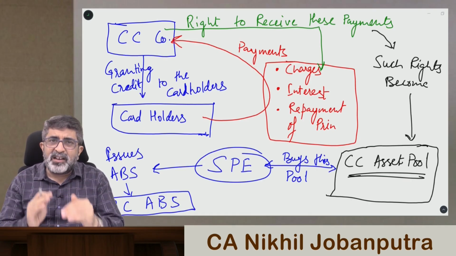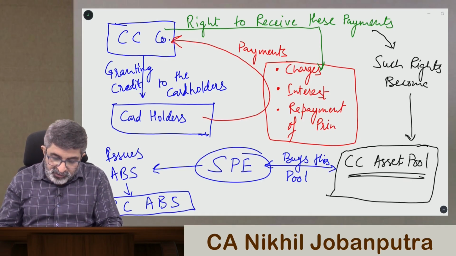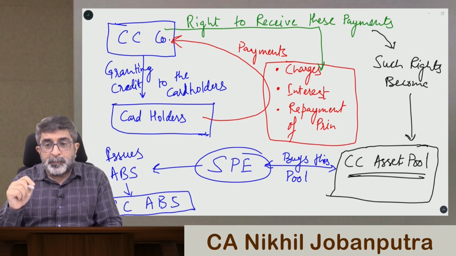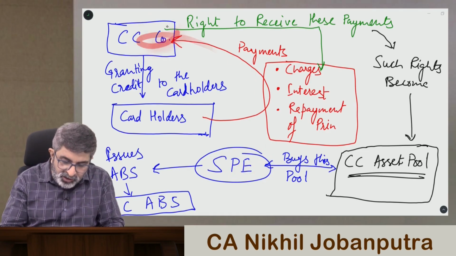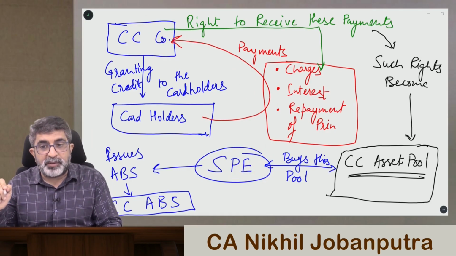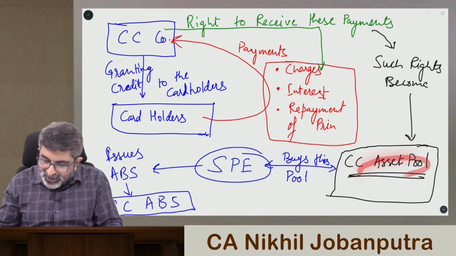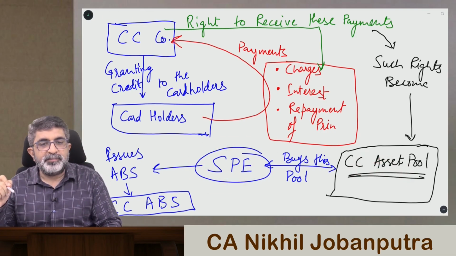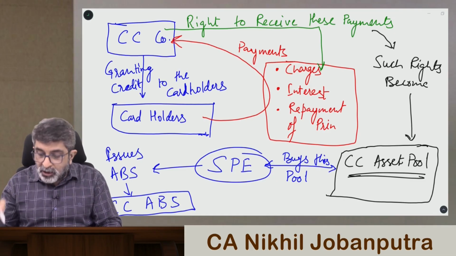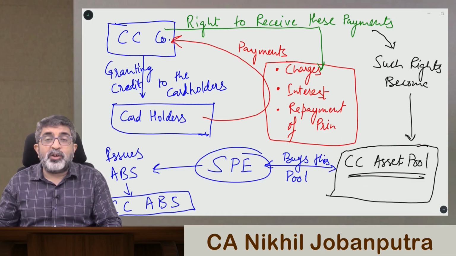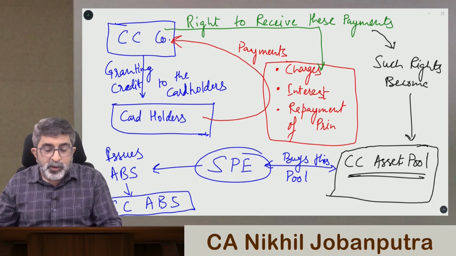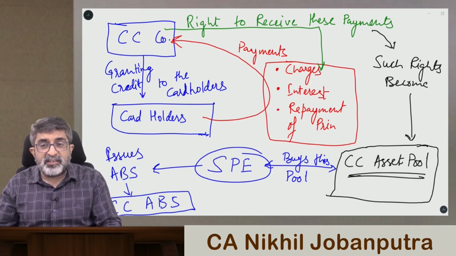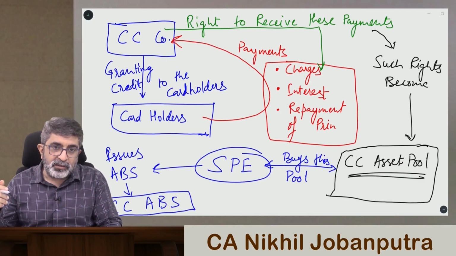So like the earlier discussion, it is a credit card company in whose balance sheet these receivables will be there, but now the SPE has bought these receivables from the credit card company. So now this credit card asset pool becomes a risk of the SPE and not the credit card company, correct? So these are very risky assets because they are completely unsecured, but being unsecured, the rate of interest charged on this credit card asset pool is substantially higher.